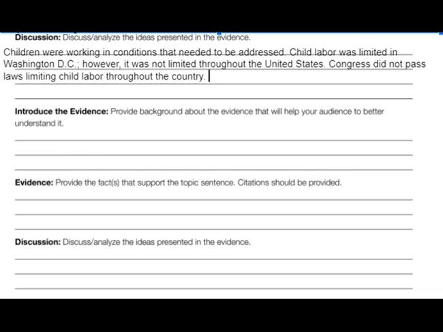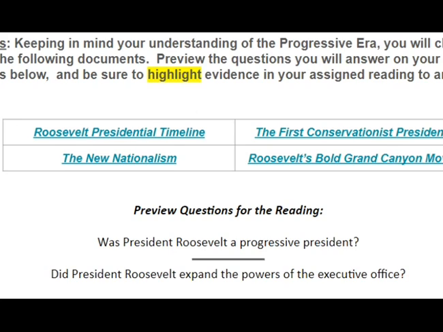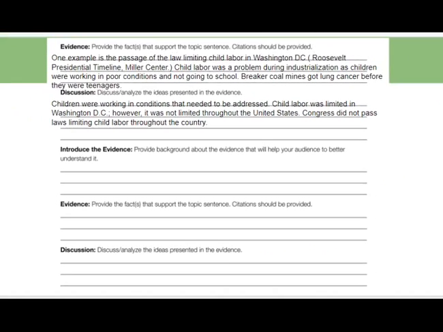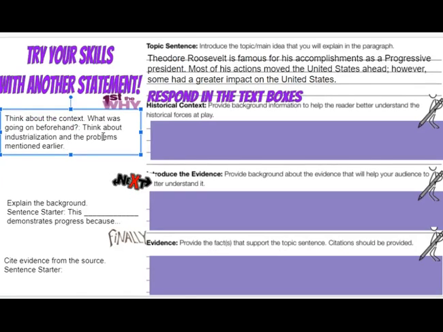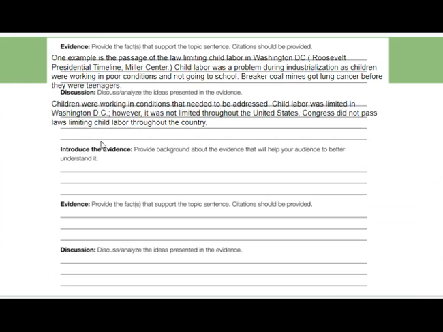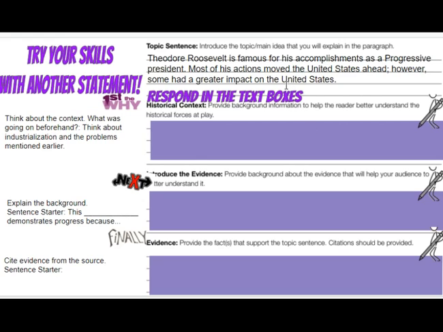I would probably go with, depending what you're comfortable with, either the Grand Canyon move or the first conservationist president, which we started to analyze together on the T-chart. I would look at that and then discuss it. Now, if it's easier for you, remember we're going to have the same topic sentence as before, but you're continuing in the same paragraph. We're over here now at introduce the evidence. I just put that up there so it's more clear for you and you'll remember.